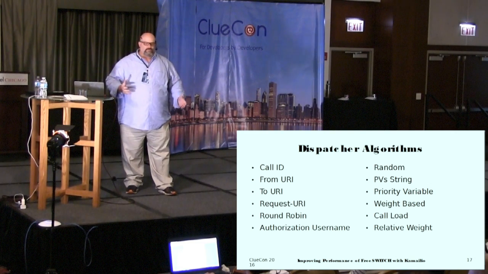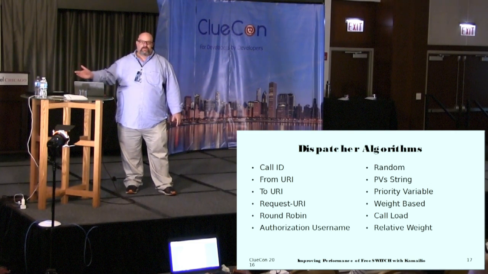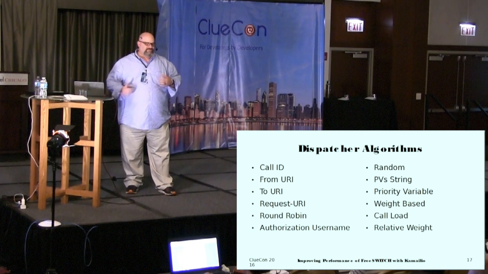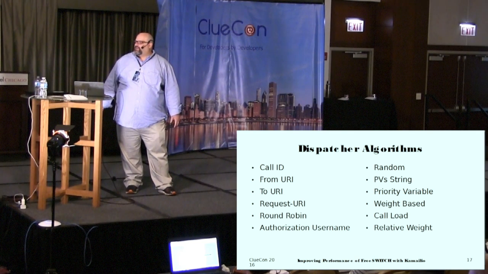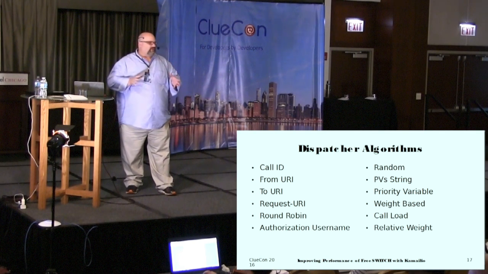Some of the algorithms that you can use to choose your load balancing rhythm might be call ID. That's kind of your standard one, where it's just almost like a random. But you can also use your from URI and to URI. And any of the URI ones are very good for trying to keep calls together.